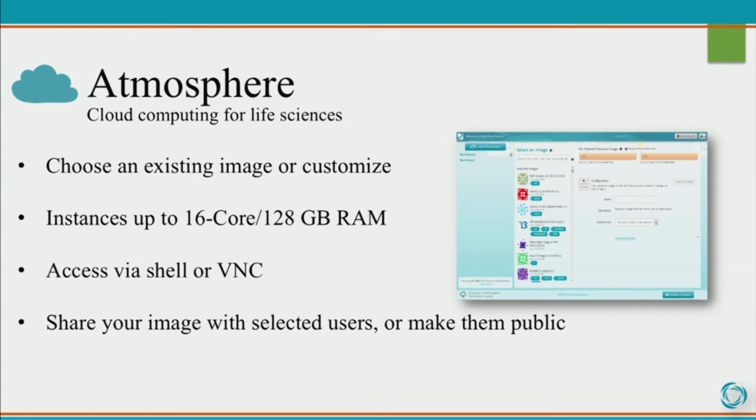When you're using Atmosphere, you can choose an existing image that may have software installed. You may customize that image. You can have up to 16-core, 128 gig machines, which off the shelf would be pretty expensive if you were trying to purchase it from Best Buy or something like that. As you're going to see in a moment, we can use that on the shell or via VNC, so we can see a desktop. And here's a really important thing, I think: you can also share your image with other users or even make them public.